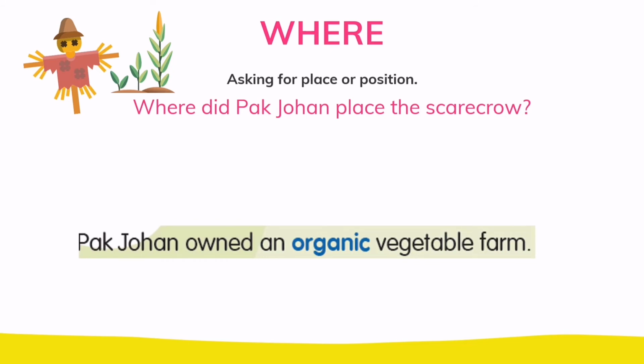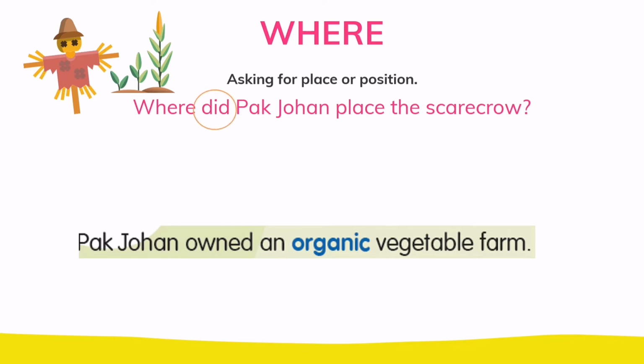Okay, this one also ada kebat sikit. Pak Johan owned an organic vegetable farm. Okay, so rasa-rasa dia tak kat mana Scarecrow dia? Do you think he put it in his kitchen? No. Okay. So what is the answer?